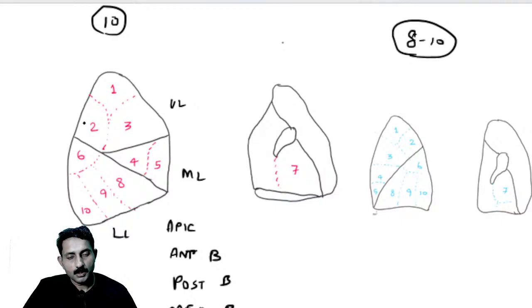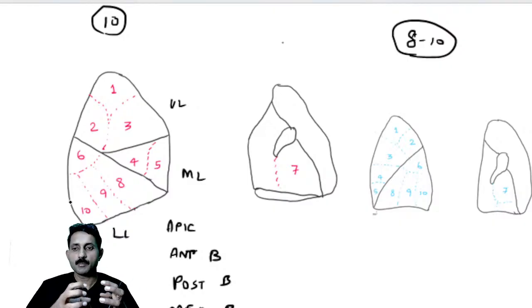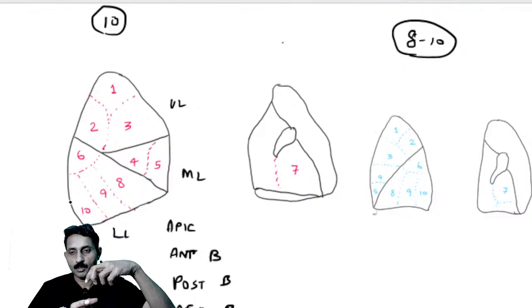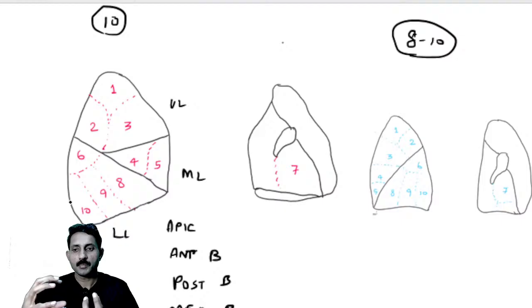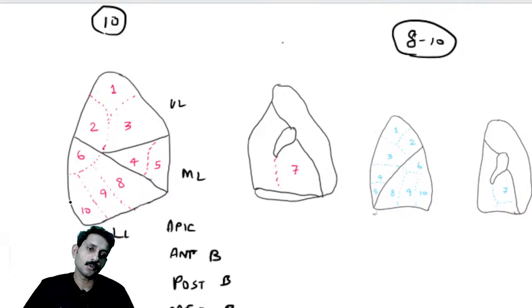Okay. So 1, 2, 3 segments are present here. Apical, anterior, and posterior are there on the upper lobe. Lateral and medial are present on the middle lobe. The lower lobe is divided into an apical part. This is the apical segment. Basal are all basal: anterior basal, posterior basal, medial basal, lateral basal. You just imagine a three-dimensional structure on the lower lobe. We got an apical segment, anterior basal, posterior basal, medial basal, and lateral basal. All this constitutes the lower lobe. This medial basal can be seen only from the medial surface, the mediastinal surface.